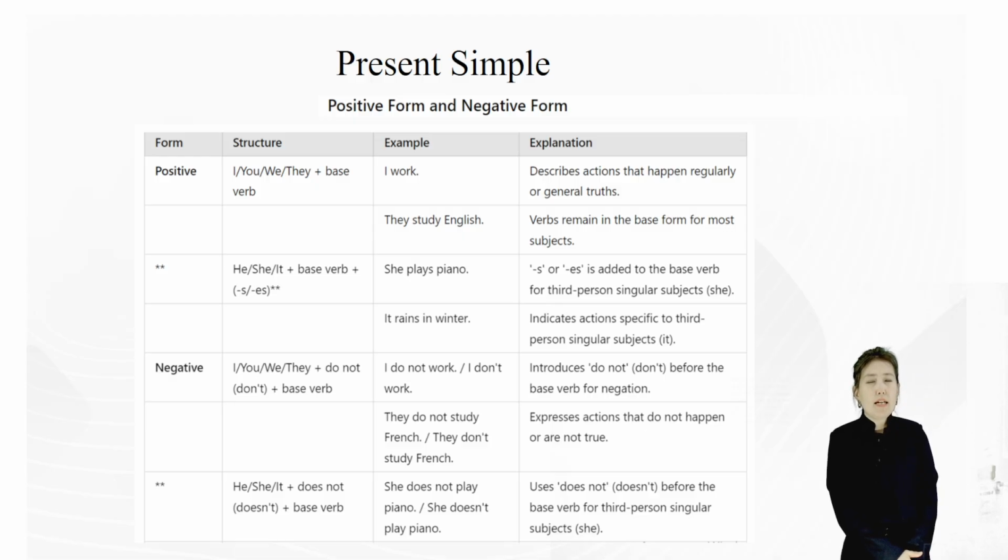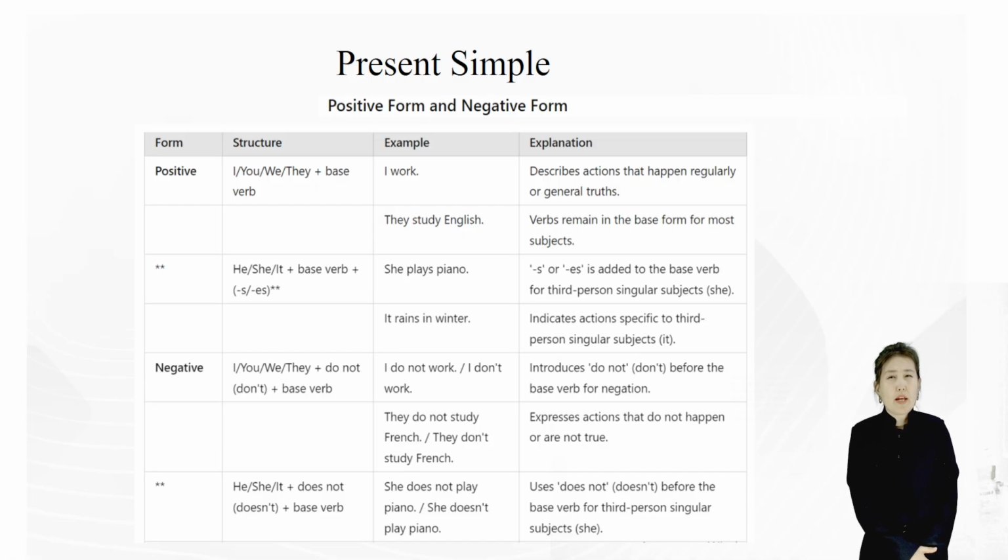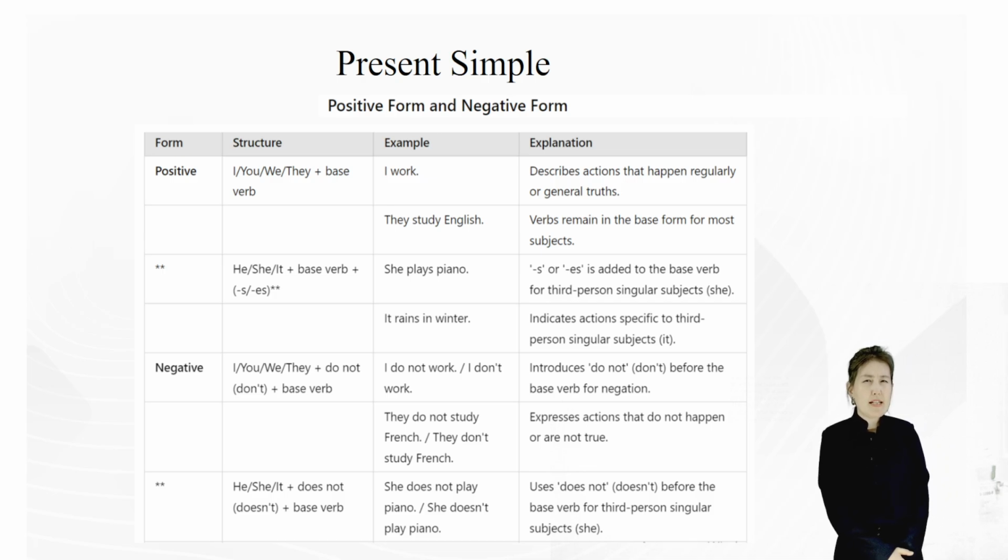s or es to the base form. For instance, she plays piano. It rains in winter. The addition of s or es tells us what someone specifically does or what is true for a singular subject.